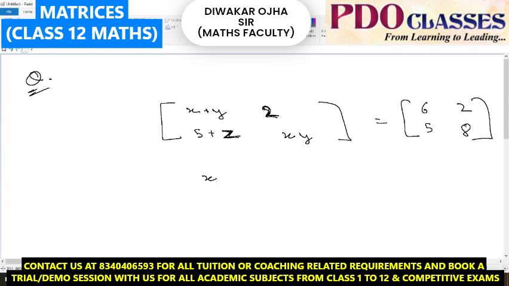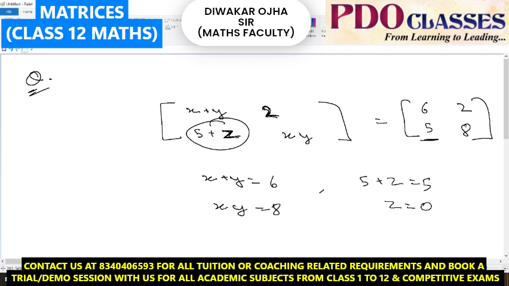Here x plus y is 6. Sir, z is 0. Yes, exactly. 5 plus z is equal to 5, that means z is equal to 0. And here xy is equal to 8. So x and y will be?